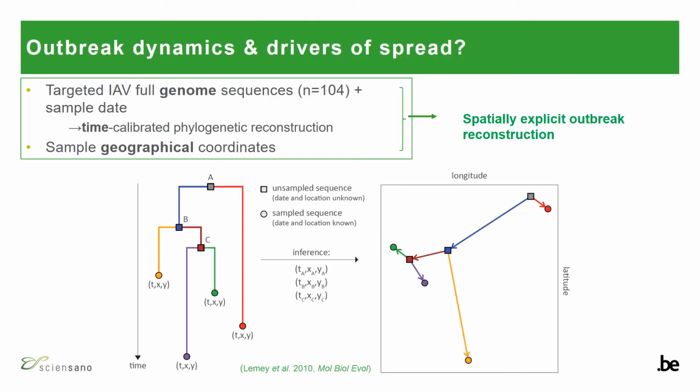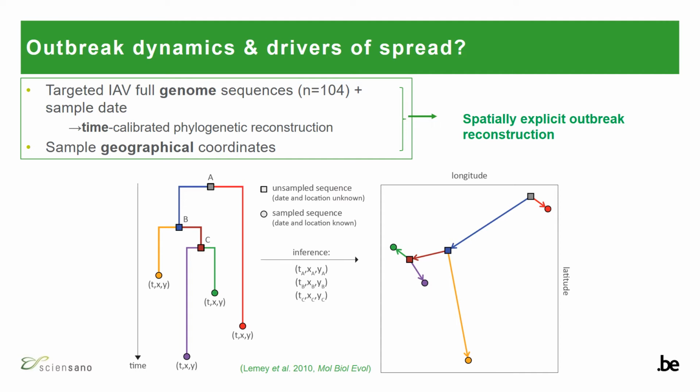We sequenced 104 complete genome sequences from this outbreak, representing more than 80% of the affected farms, and with this we did a time-calibrated phylogenetic reconstruction, which you can see on the left, with the leaves of the tree representing the outbreak samples, so the viruses from the farms, and the squares are representing the intermediate nodes, which are hypothetical deduced common ancestors between the viruses found in the farms.